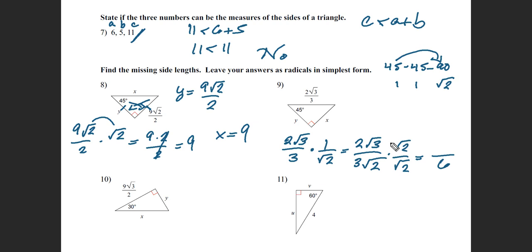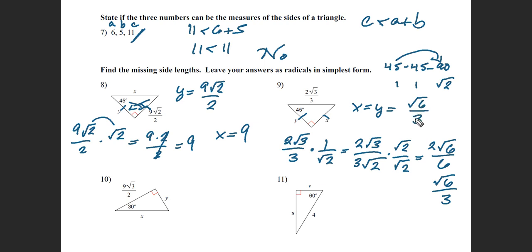And then in the numerator, the square root of 3 times the square root of 2 is the square root of 6. But we can still simplify this. Notice we have 2/6 here. We could take out that common factor of 2, and we would get root 6 on 3, or 1/3 times root 6. So in this case, both x and y, since those are the legs of this 45-45-90 right triangle, are both going to be the square root of 6 on 3.